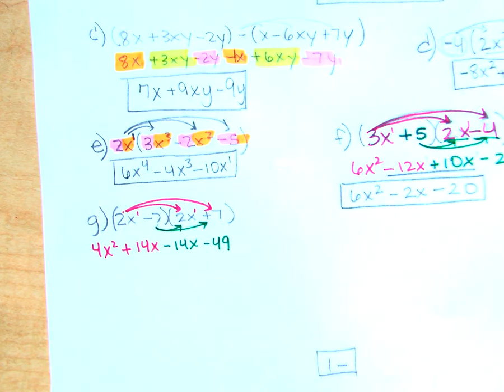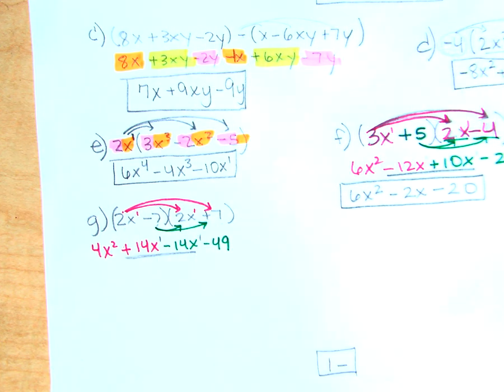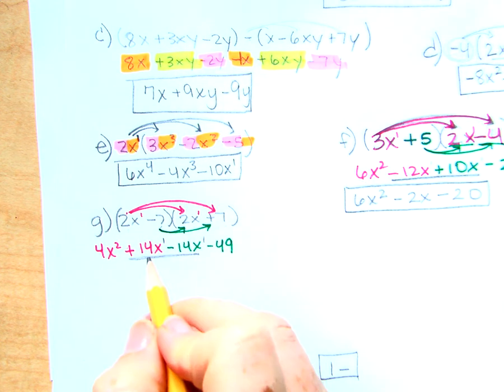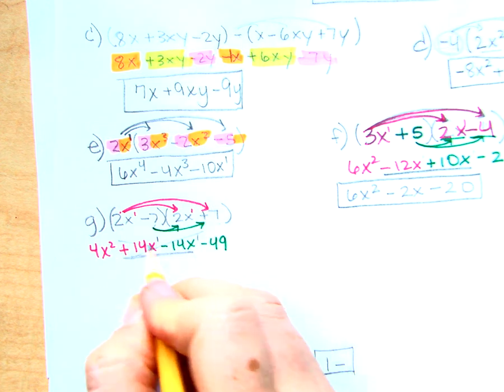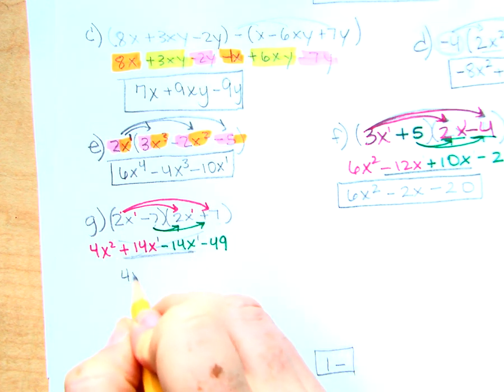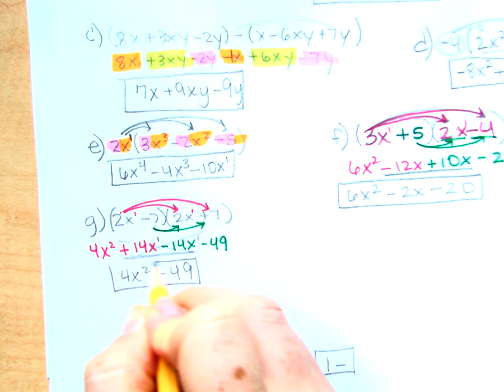After all my distributing is done, I go through and make sure nothing combines. These are like terms because they're both x to the first power. So negative 14 and positive 14, that adds to 0. So these are actually gone, and I have 4x squared minus 49 as my final answer.